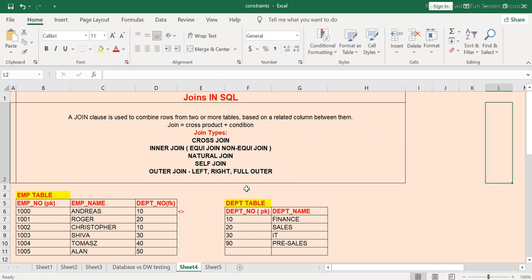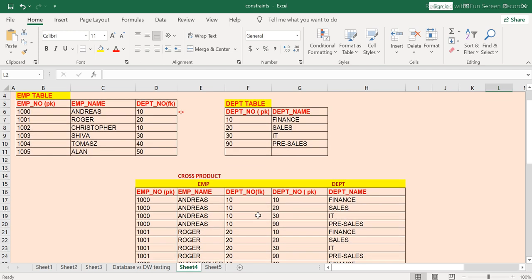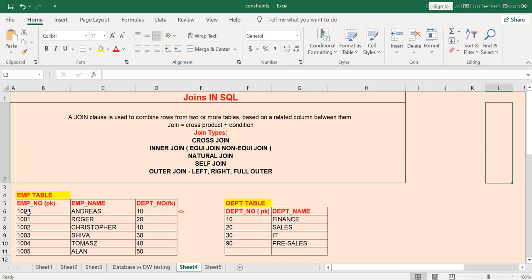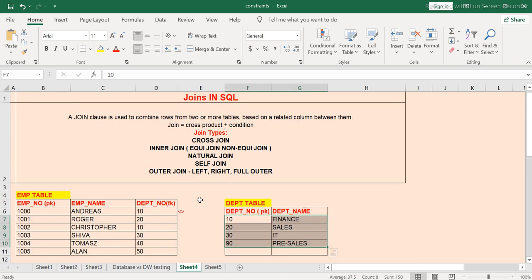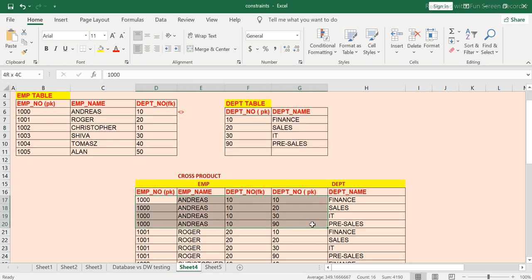So what is cross join, guys? As I said, one row from one table will be multiplied with all the rows of the other table. So I will take one row from here and then I will populate the four rows from here again. You see, this is how we can do it. I have taken employee number 1000, and this entire row is copied four times, because it is multiplied with this, this, this, and this. So I have got 10, 20, 30, 90 here.